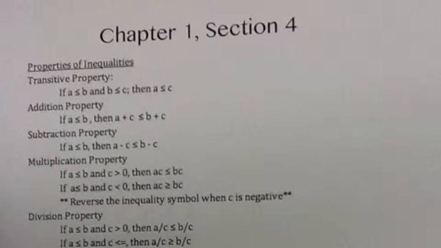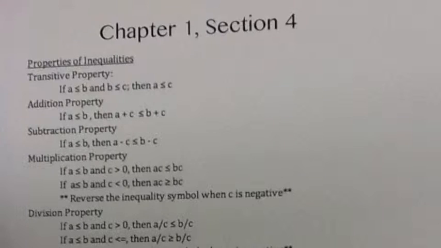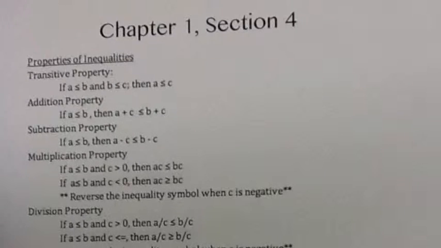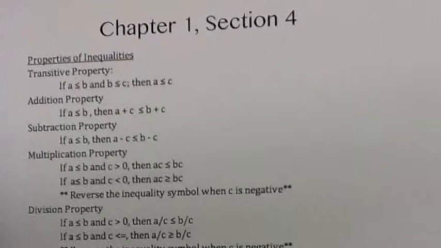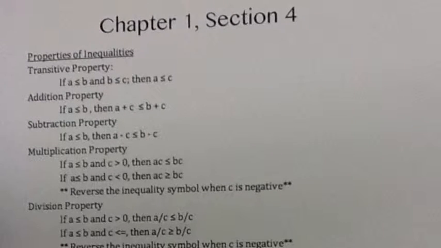Chapter 1, Section 4, Solving Inequalities. So, properties of inequalities. Transitive property: if A is less than or equal to B and B is less than or equal to C, then A is less than or equal to C.